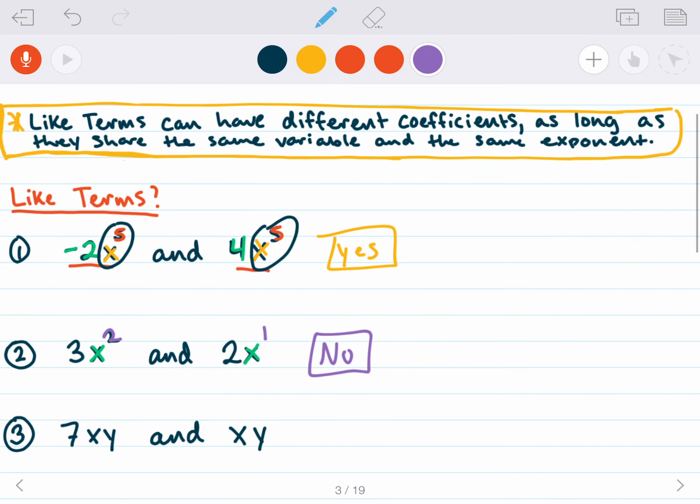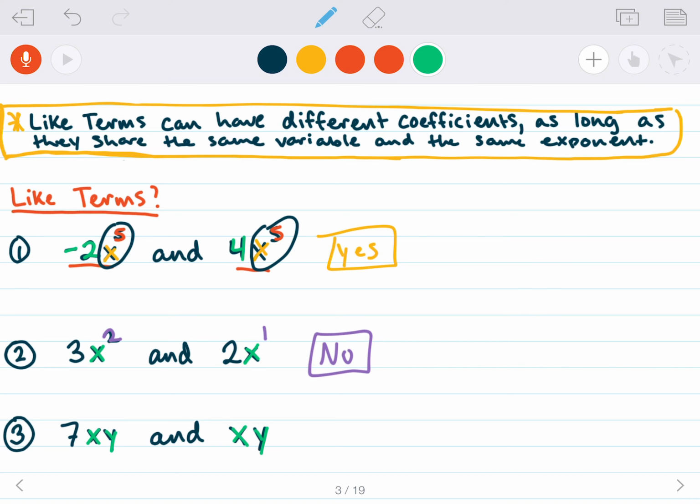What about number 3? We have 7xy and xy. So condition 1 says I need to have the same exact variables. And in this term, I have xy as my variables. In this term, I have xy as my variables.